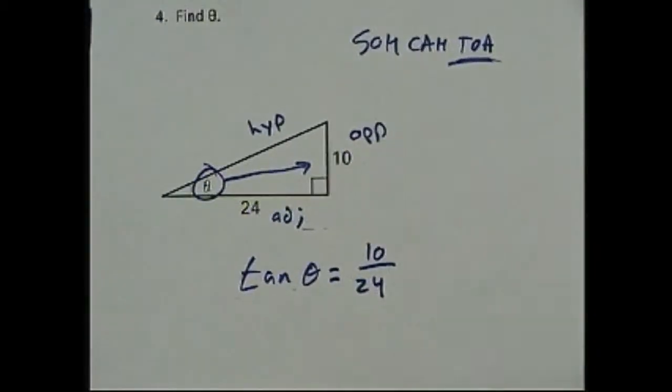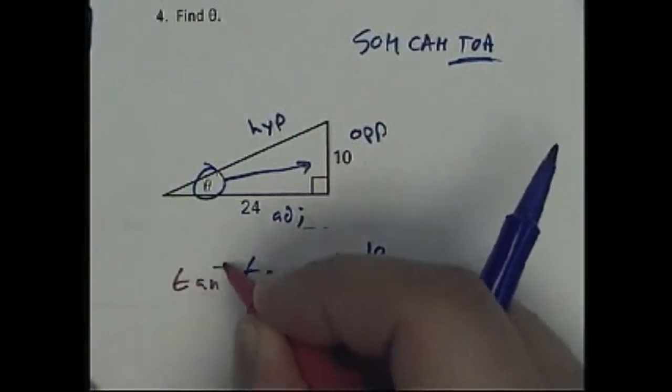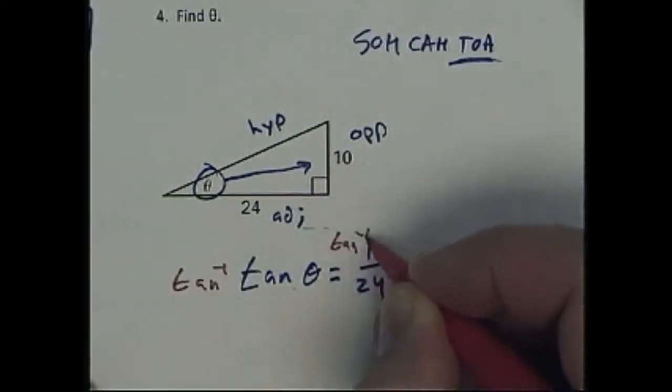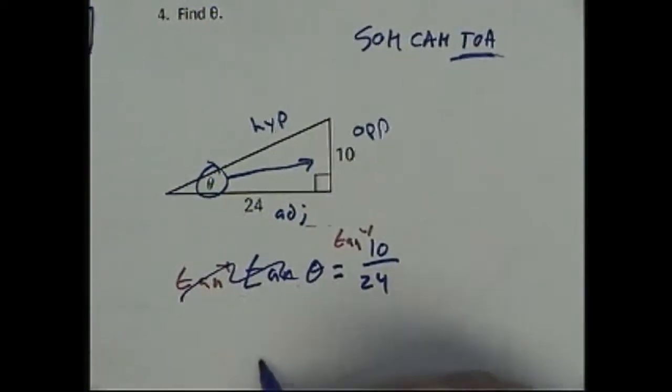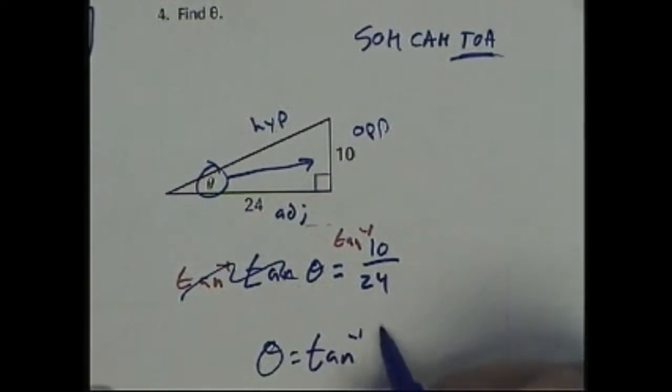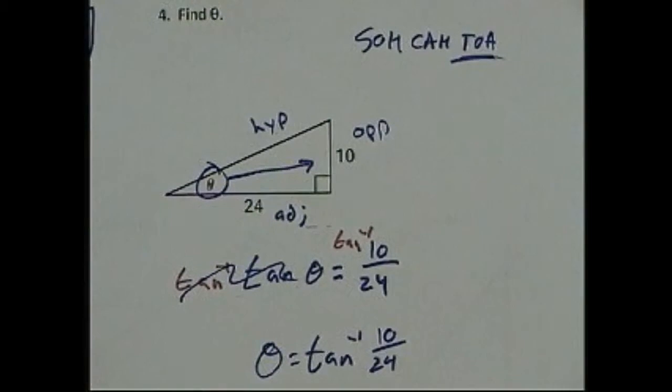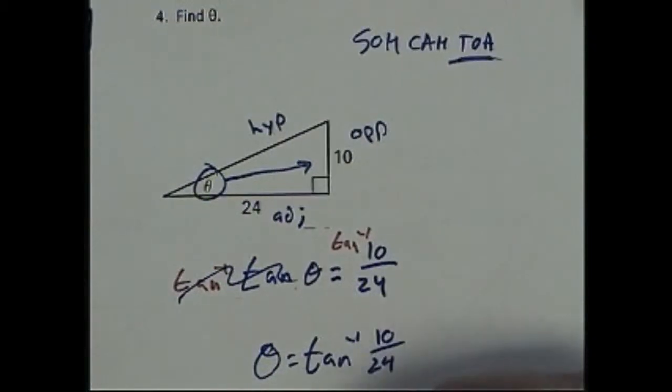Just like before, we're going to use an inverse to undo this trig ratio. This tangent and tangent inverse will cancel each other out. Theta is equal to tangent inverse of 10 over 24. And so plugging that into my calculator, theta is 22.6 degrees.